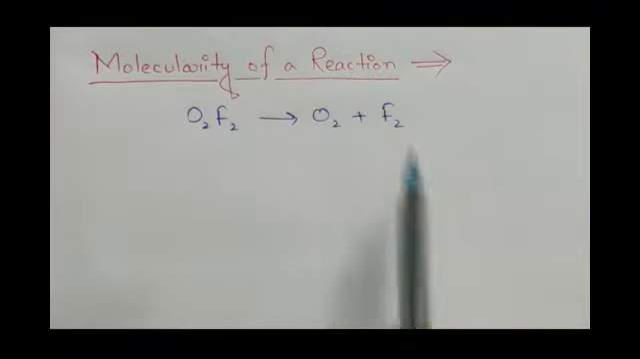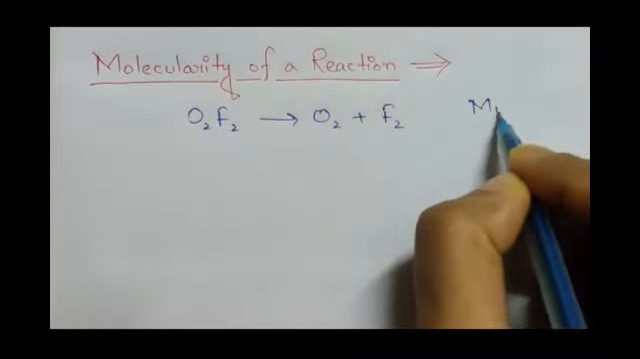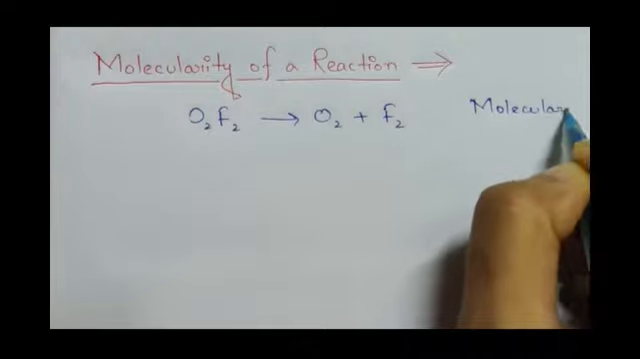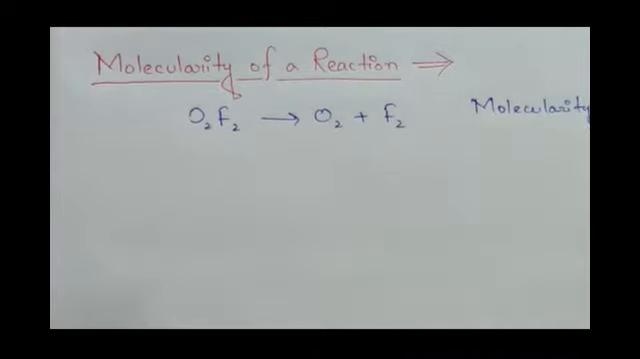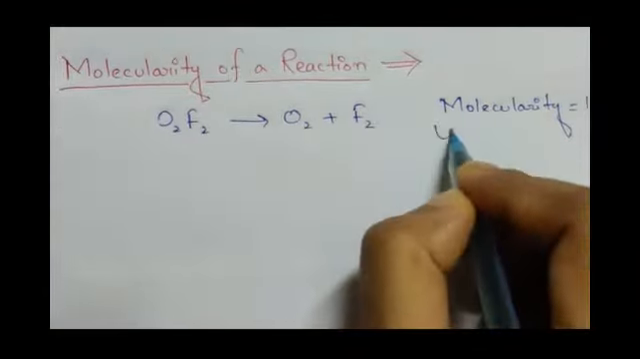This is the complete and balanced reaction. Here, as the number of reactant molecules is only 1, it is called a unimolecular reaction, as the molecularity of the reaction is 1. So here we can write that molecularity is 1, that is unimolecular, and this reaction takes place in a single step only.